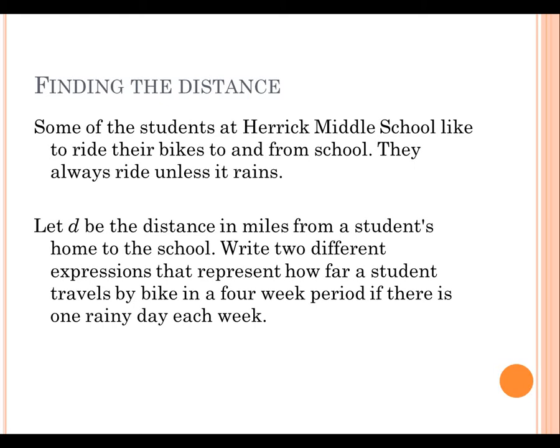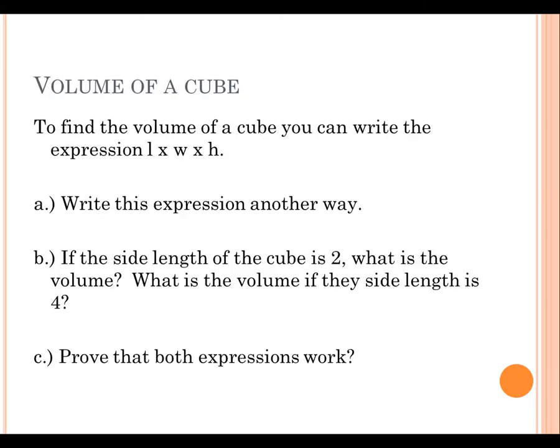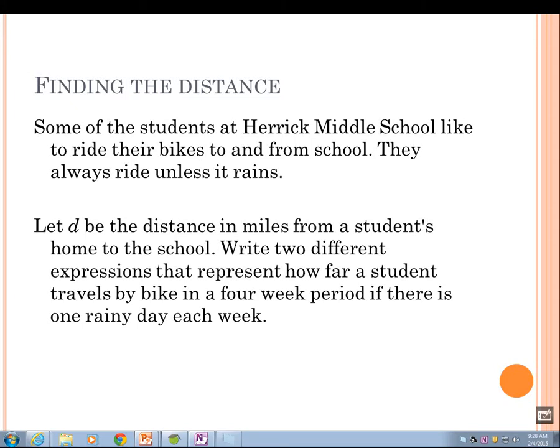Okay, well, it said if there was 1 rainy day each week, and it's a 4-week period, so there would be 4 rainy days. So we have 4 rainy days in all of it. Good, so we're writing down the facts. There are 4 rainy days total. Can you tell me another piece of information?